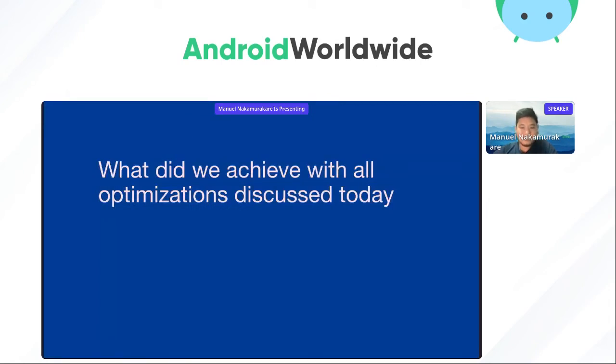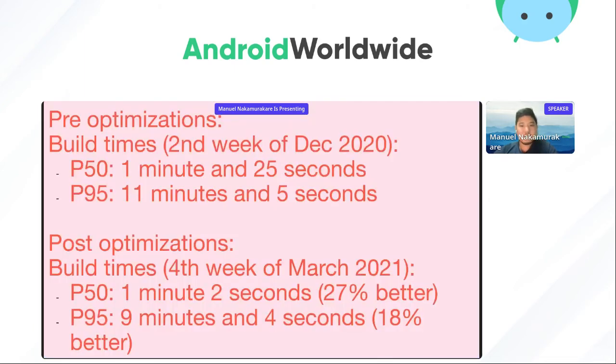What did we achieve with all the optimizations that we discussed today? Remember again, we are talking about a time when we didn't have M1 machines, and we had a very big module. Before we optimized, as I shared at the beginning, our P50, the build time the average developer gets, was 1 minute and 25 seconds. The P95 was 11 minutes and 5 seconds.